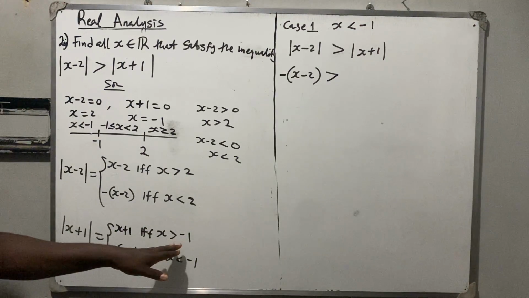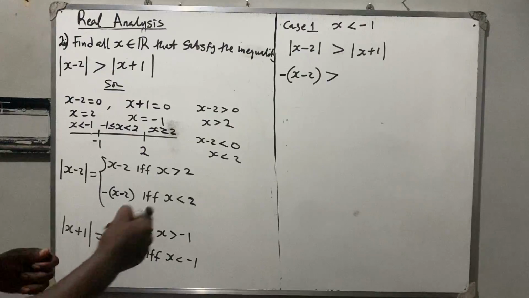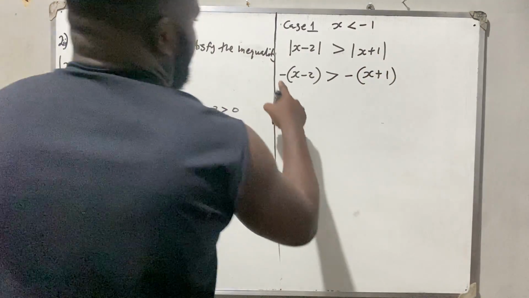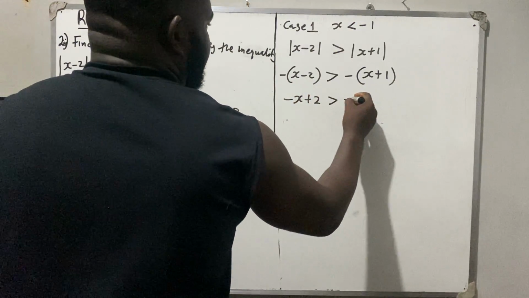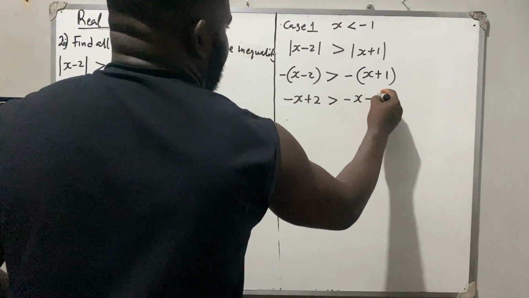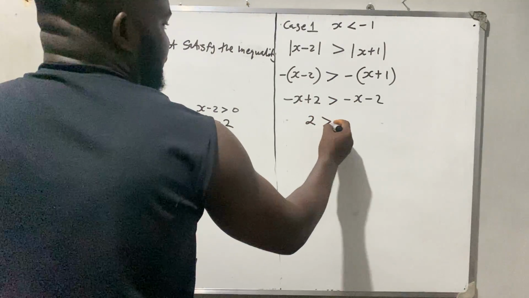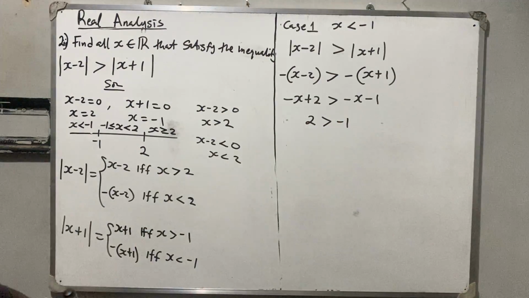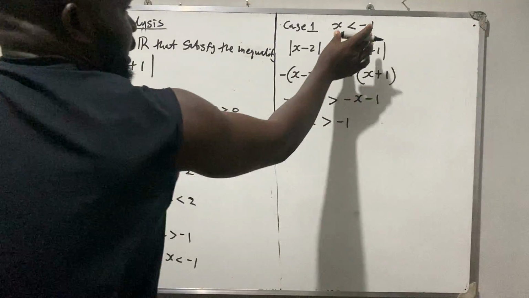If it is less than minus 1, then what happened? It's going to be negative of itself. So it's going to be negative of this one as well, x plus 1. So we are going to have that minus x plus 2 is greater than minus x minus 2. So this and this is out. So I'm going to have that 2 is greater than minus 1. Is this true? Is 2 greater than minus 1? Yes, it is true. So the only condition here is this.